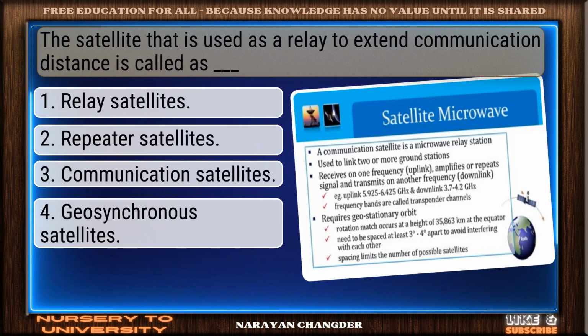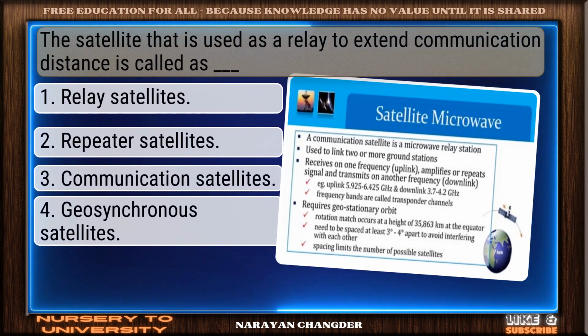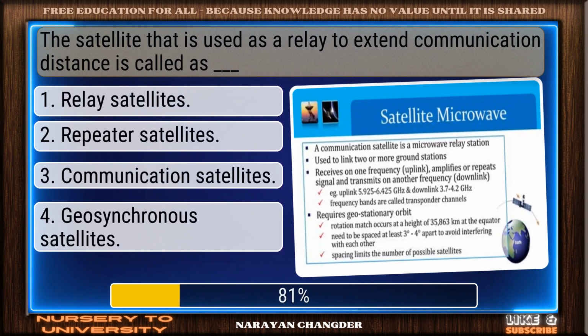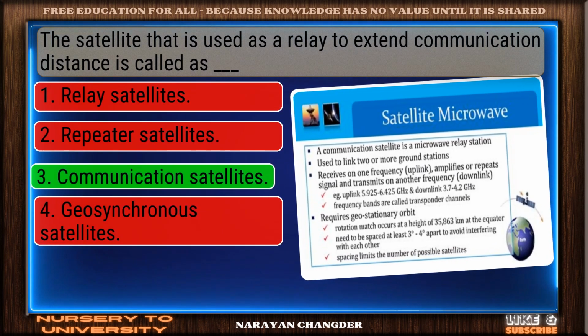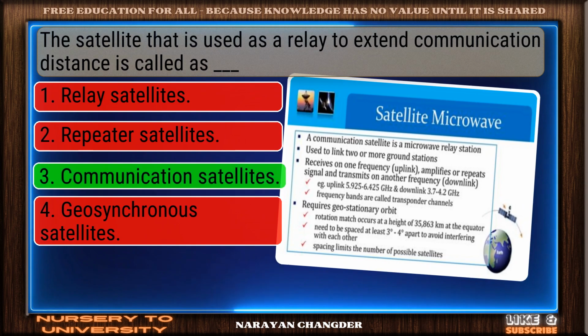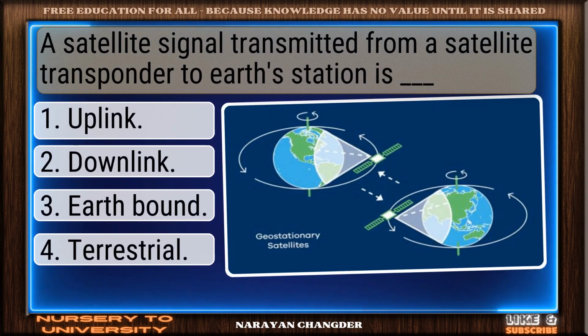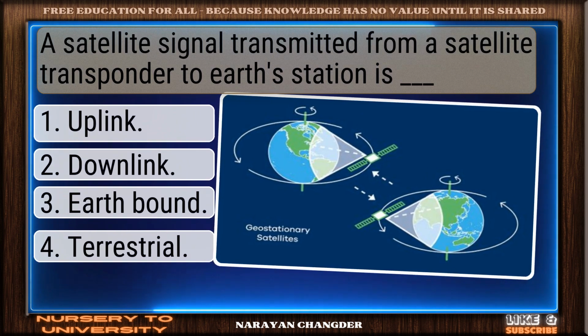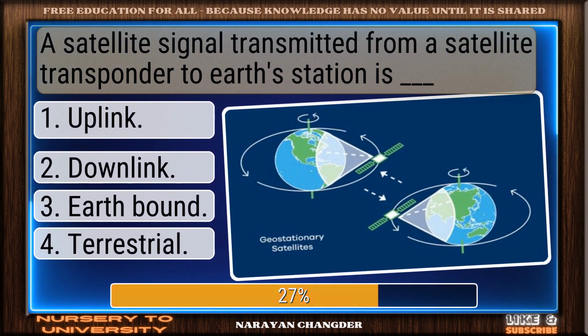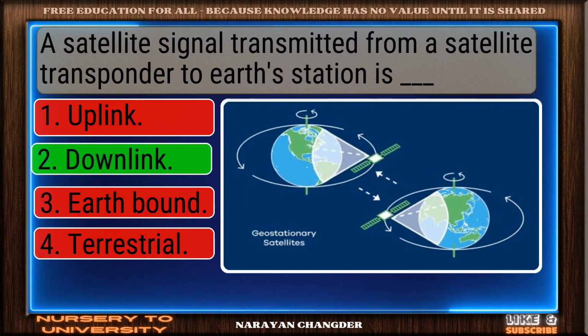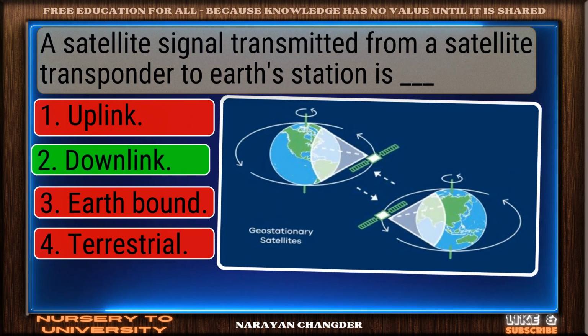The satellite that is used as a relay to extend communication distance is called as dash. You chose communication satellites, and it is correct. A satellite signal transmitted from a satellite transponder to Earth station is dash. Great thinking. Downlink is the right choice.